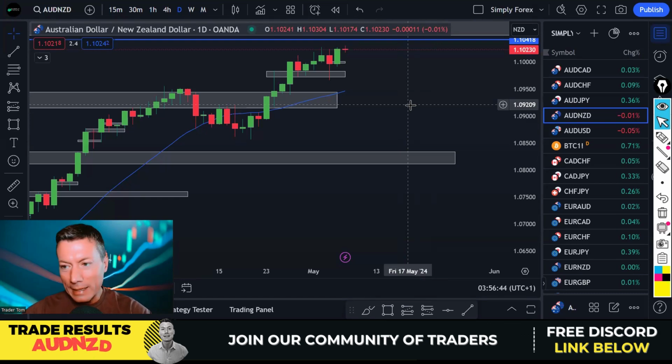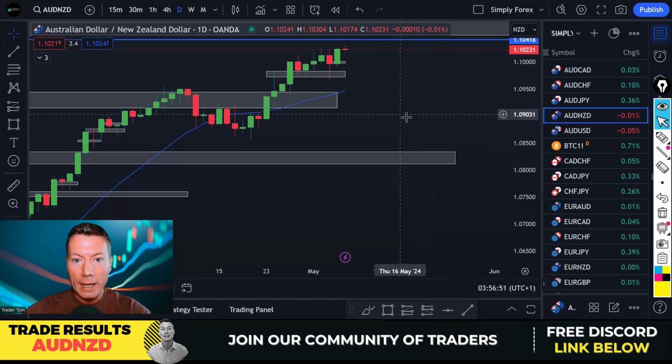It was a bank holiday for the UK and some other countries. It's a little bit of a slow day, but we still managed to find a winning trade in there. And it was this, guys. It was Aussie dollar, New Zealand dollar. So we were looking to buy. Why were we looking to buy?